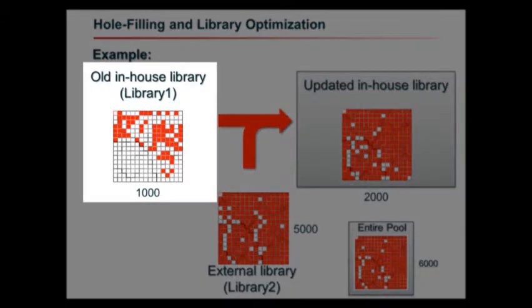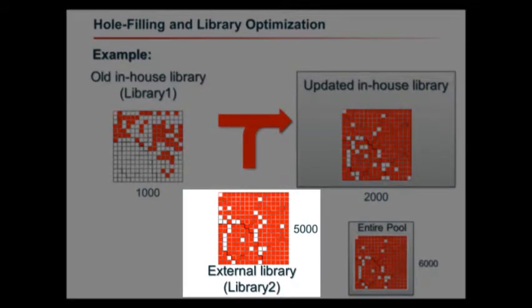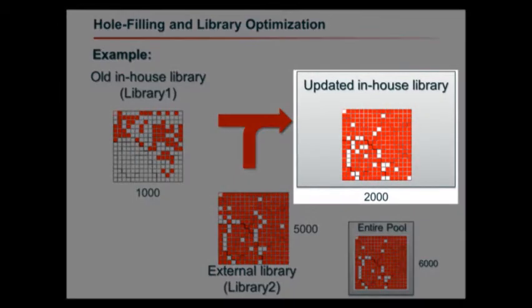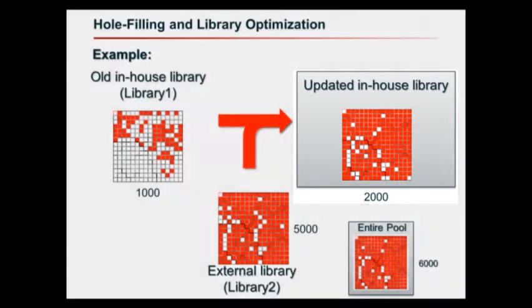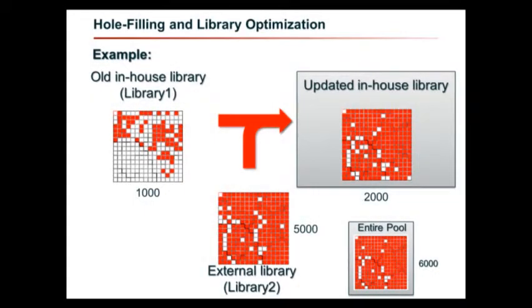We started with a library of 1,000 structures. We then used the hole filling and library optimization application to fill these structural gaps or holes with 1,000 structures from the larger library of 5,000. That gave us a library of 2,000 structures that were as structurally diverse as the entire pool of structures, as you can see down here, but with only 1/3 of the number of structures.